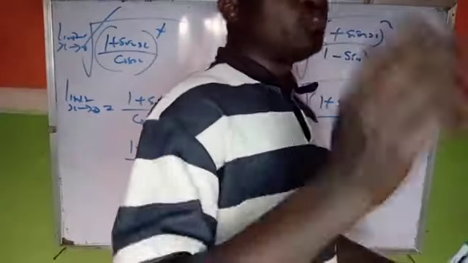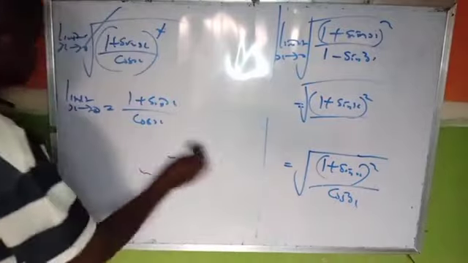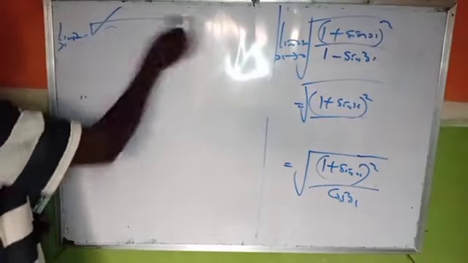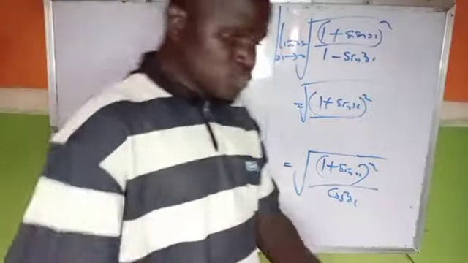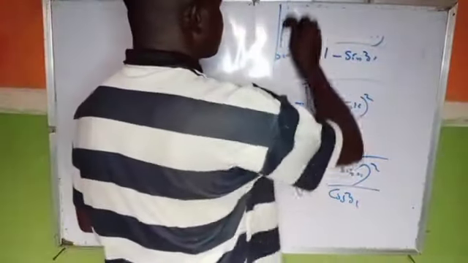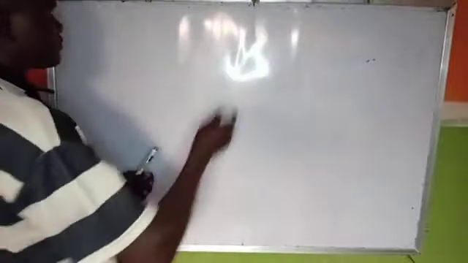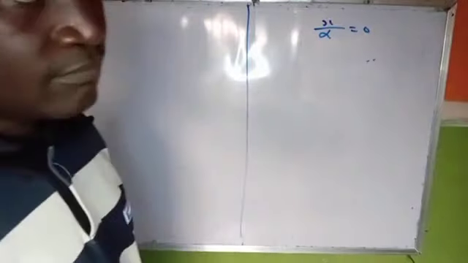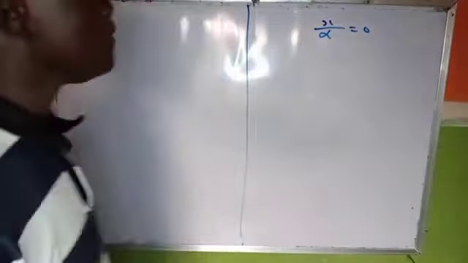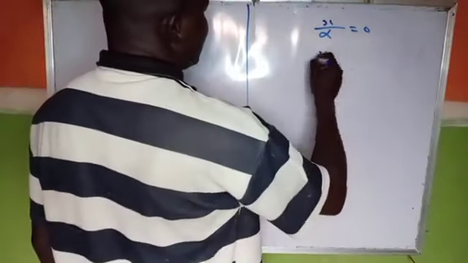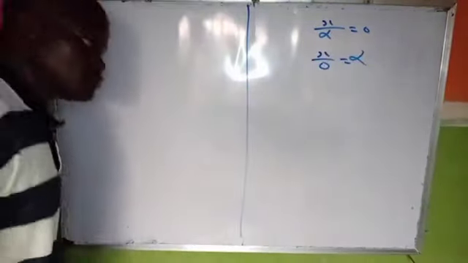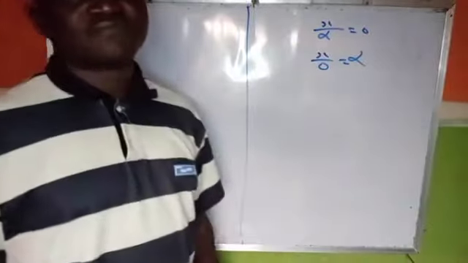That is it. Now there remains another one I want to show you. Before you go to that, I want you to know something. Any number divided by infinity is 0. If you have x divided by infinity, it's going to give you 0. And if you have any number divided by 0, it's going to give you infinity. So you note this one first.